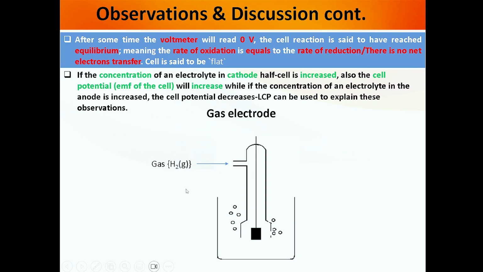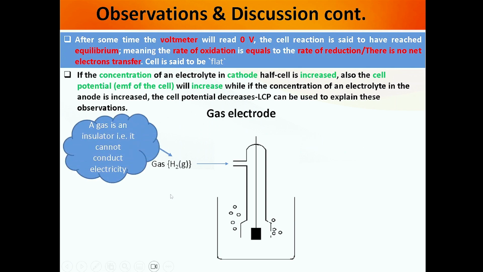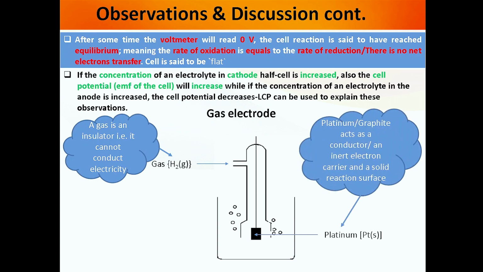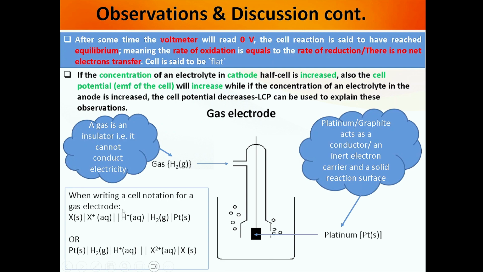I just wanted to show you the setup again. Check what is happening on the gas electrode. If we put hydrogen gas there in your diagram, just follow the diagram. What happens? Remember, we cannot use a gas on its own, because gases are inert, meaning they do not conduct electricity. So pay attention to the setup there. We are going to make use of platinum. Why? Because platinum or graphite will act as a conductor of electricity.